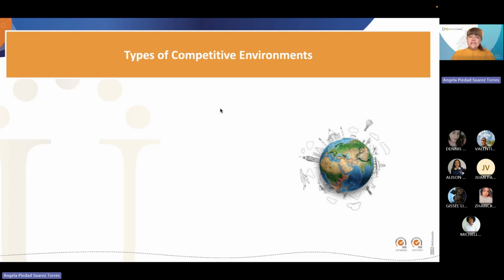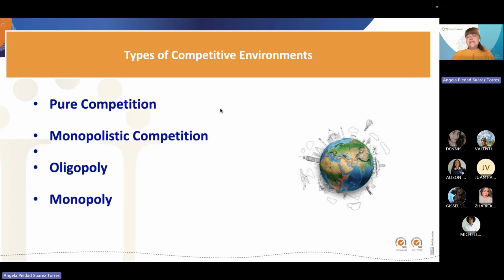After identifying the characteristics of those competitors, we need to understand and identify the types of competitive environments that we're going to face in the process. First of all, we have pure competition, which is characterized by many firms offering identical products with no market power to influence prices. So prices are determined by supply and demand.